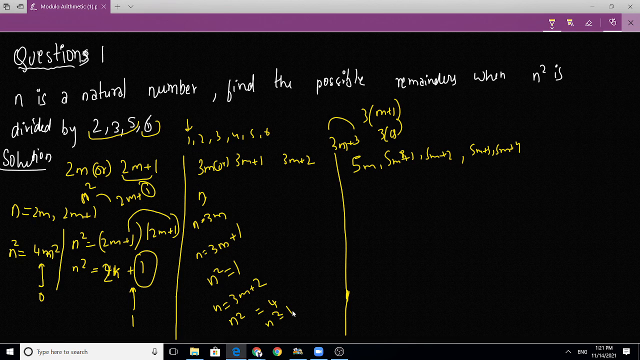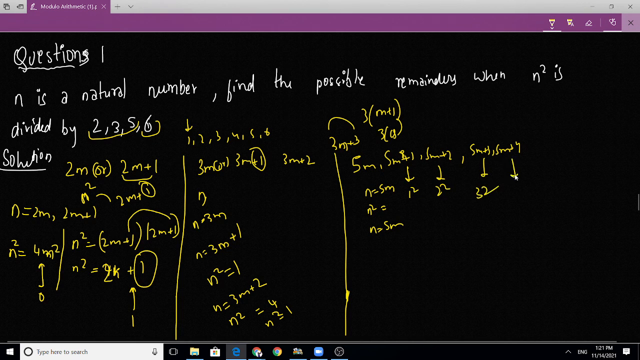So guys, I think you have understood. So you can just square this time. So n equals 5m. n square is obviously divisible by 5. If n equals 5m plus 1, the remainder is 1 square, here the remainder is 2 square, here the remainder is 3 square, here the remainder is 4 square. A really simple concept. So now I'm going to just write the questions. The rest, 5 questions, are what I want you to try.